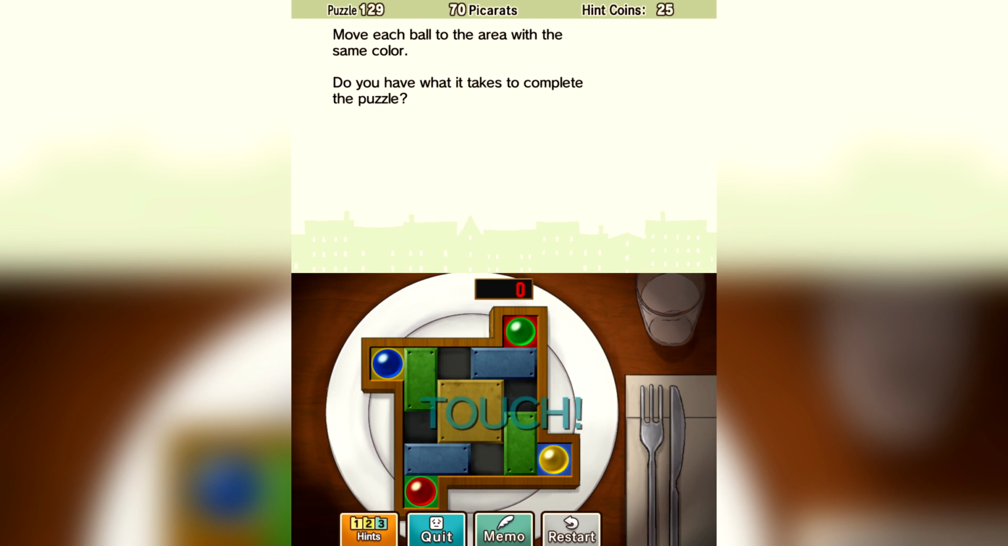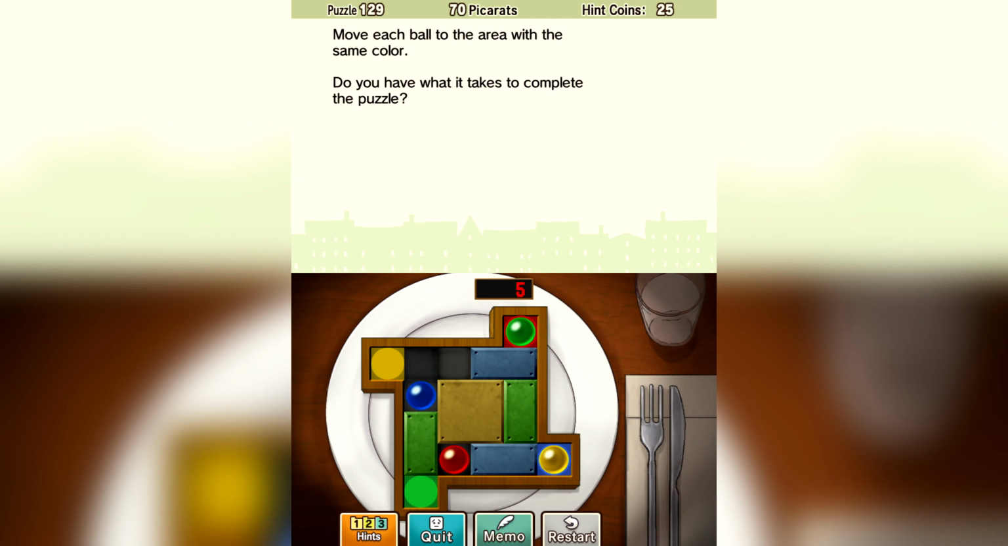This could be tough. Well, I guess I can just start getting balls out. So if I push this aside, I can get the red ball out. If I pull this down, I can get the blue ball out. And then if I pull this aside, I can get the green ball out, leaving me only with the yellow ball that I have to get out.